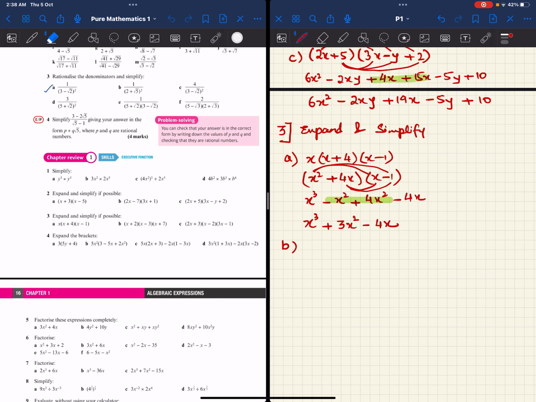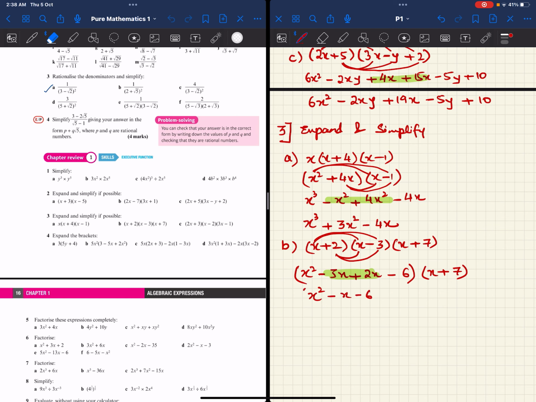Moving on to B, we have x plus 2, x minus 3, and x plus 7. So x into x gives us x squared. x into negative 3 gives us negative 3x. 2 into x gives us 2x. And 2 into negative 3 gives us negative 6. We can simplify this before multiplying. So we can add up the like terms. We have x squared minus x minus 6 multiplied by x plus 7.